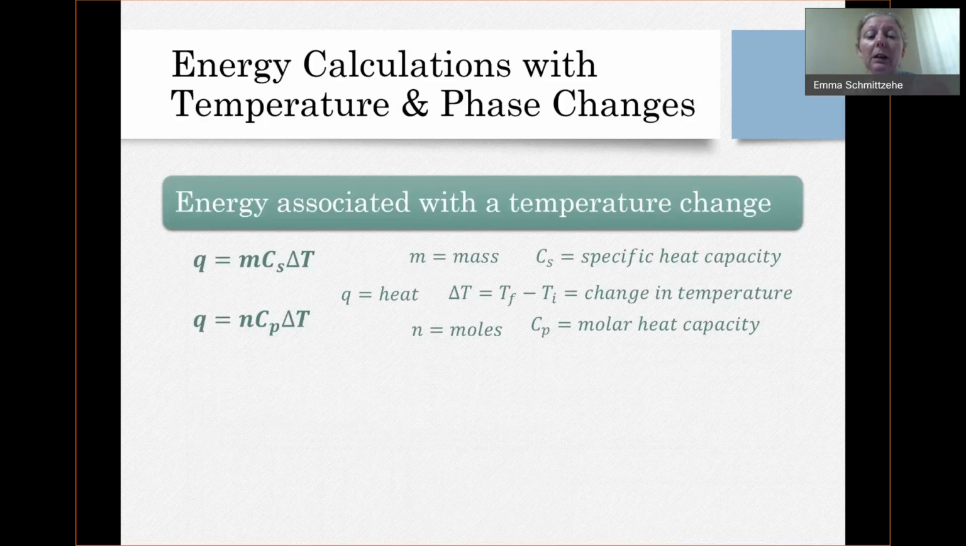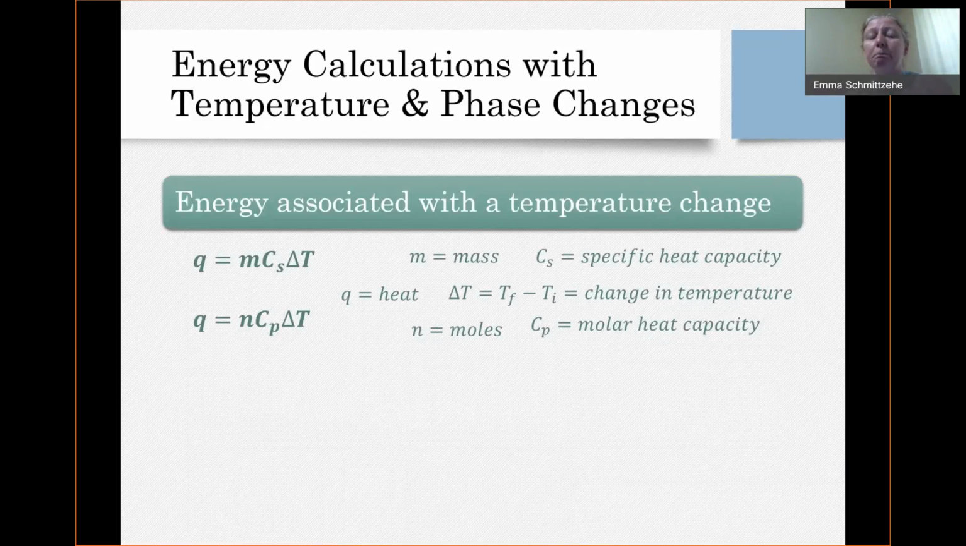Okay, so that would be for any temperature change. But remember, the heat capacity is specific to the substance, but also to the phase of the substance. So if you're dealing with that substance and at some point it changes phases, you would actually have to do two separate calculations for the different phases because the heat capacities will be different, and then you would just sum those heats together.